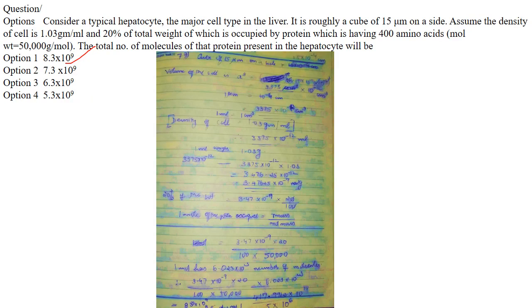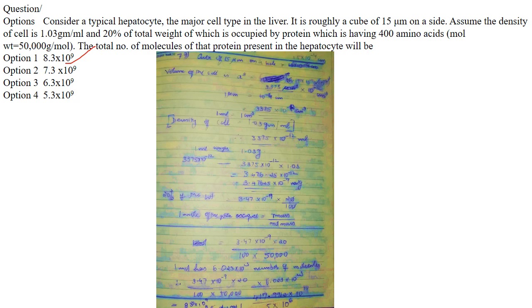Then consider a typical hepatocyte, the major cell in the liver. It is roughly a cube of 15 micrometer on a side. Assume the density of the cell as 1.03 grams per ml and 20% of total weight is occupied by a protein which has 400 amino acids. The total number of molecules of that protein present in the hepatocyte will be?